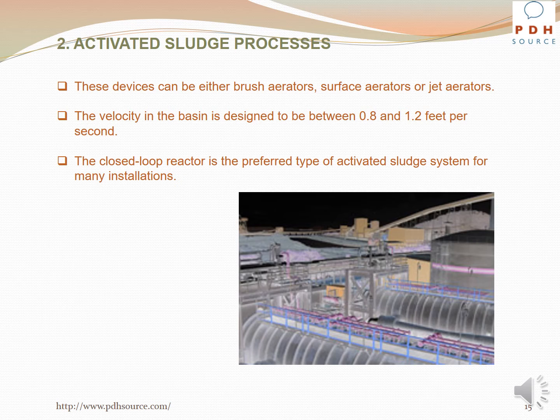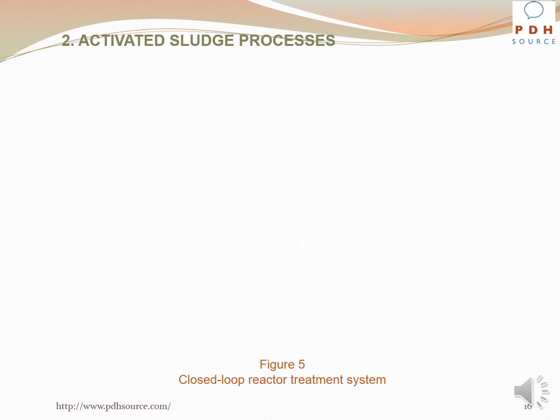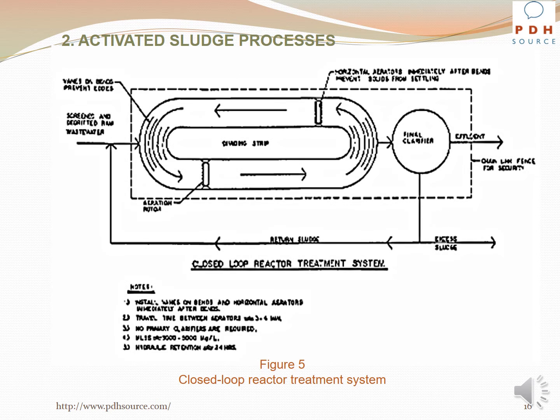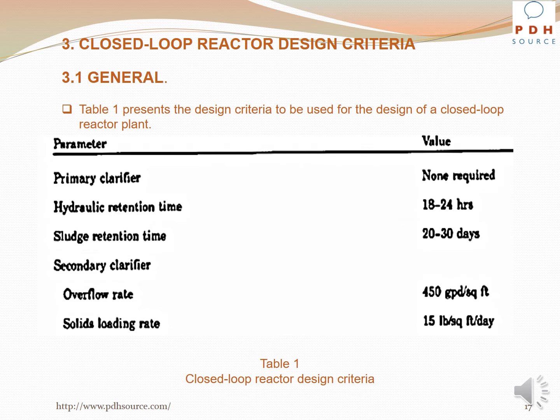The closed-loop reactor is the preferred type of activated sludge system for many installations. Figure 5 is a schematic diagram of a closed-loop reactor treatment process. Table 1 presents the design criteria to be used for the design of a closed-loop reactor plant.